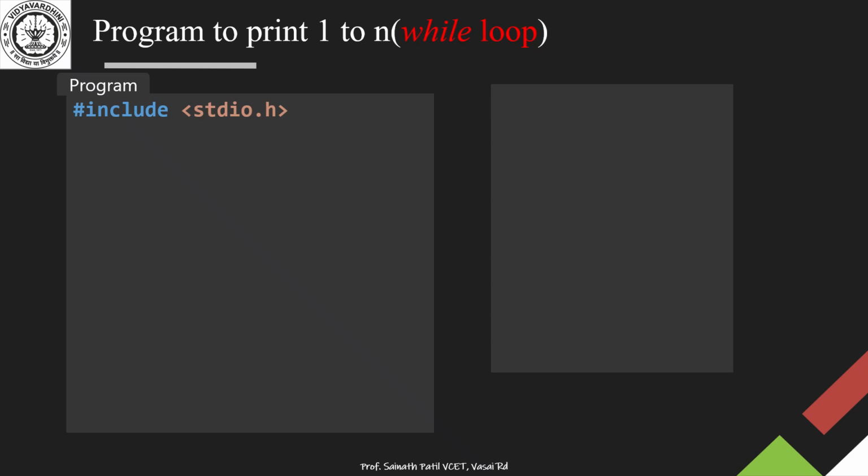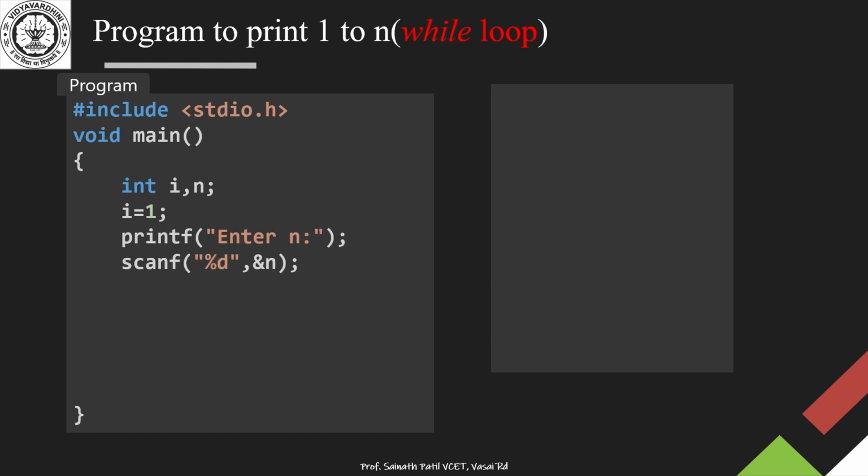#include <stdio.h>. In void main, I declare int i and n as integers. I initialize the value of i to 1. Then using printf and scanf, the number n will be entered, that is up to which number you want to print from 1 onwards.